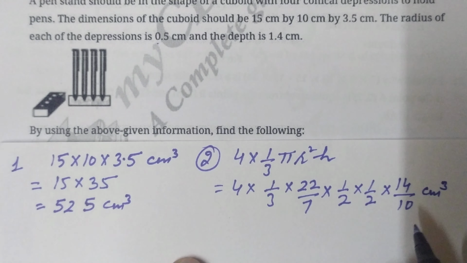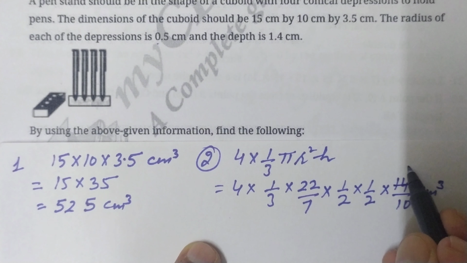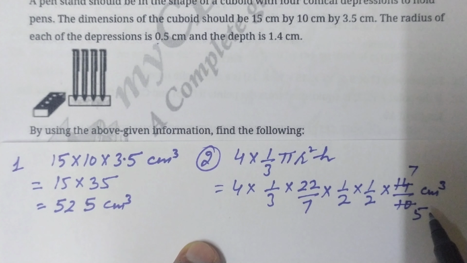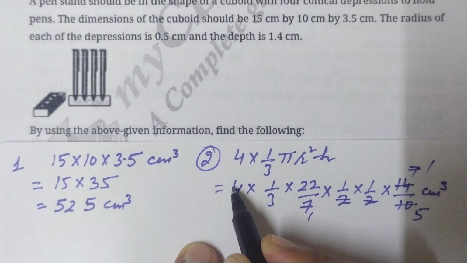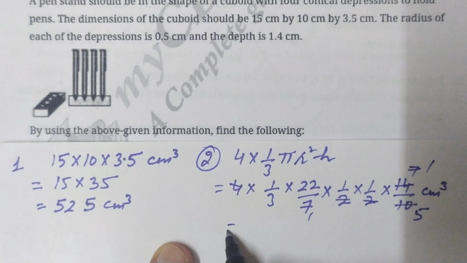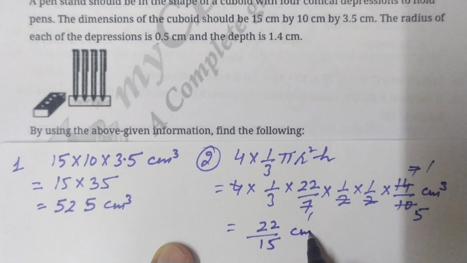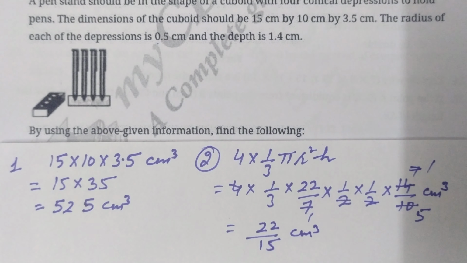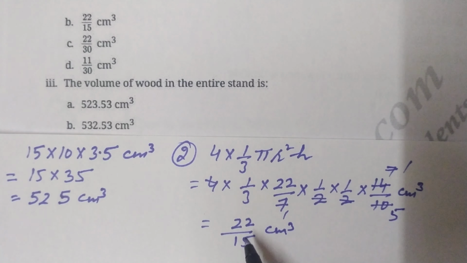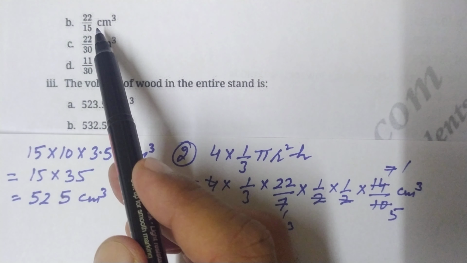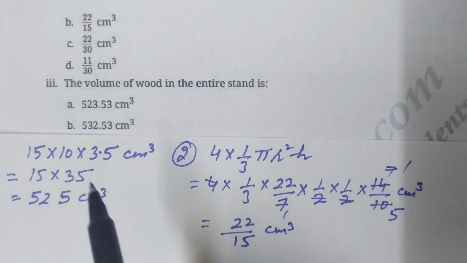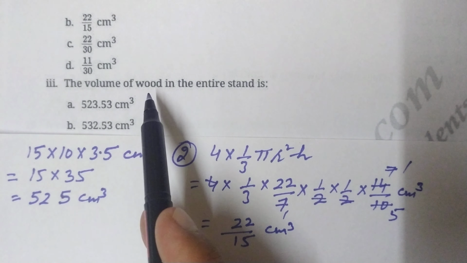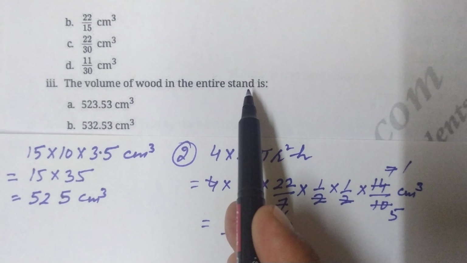So let's divide these. 7 2s are 14, 5 2s are 10, 7 1s are 7, 2 2s are 4. So it is left with 22/15 centimeter cube. So 22/15, B option is correct here. Now the third question is, the volume of the wood in the entire stand is.